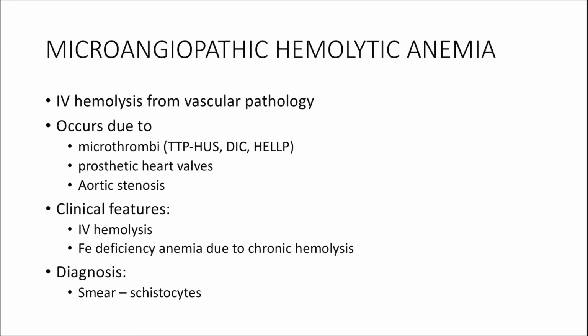Then you have microangiopathic hemolytic anemia. This is basically intravascular hemolysis, not because of a problem with the RBCs themselves, but this is because of some kind of vascular pathology, some problem outside in the vessels. And this can happen because of microthrombi like TTP, HUS, DIC, or HELLP, which we'll discuss in a second.